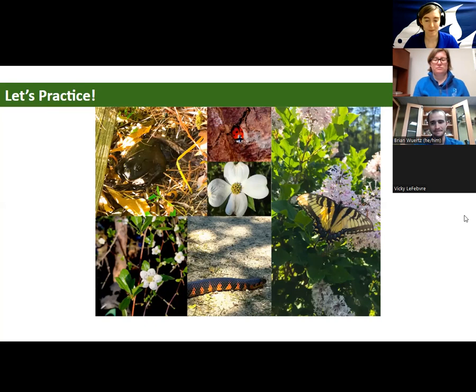Quick question, how do you download it into iNaturalist? Or do you have to take a picture through iNaturalist? Okay, so if you've already taken the picture, is that what you're saying?